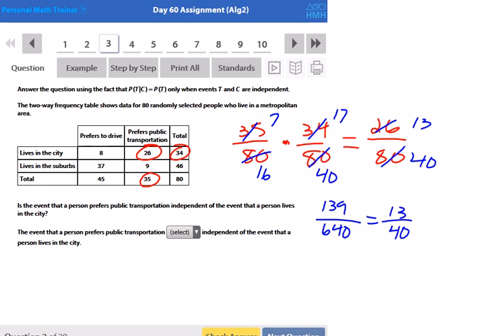But to check, we can check the cross products. 139 times 40 would have to be the same as 640 times 13. So 139 times 40 is 5560. 640 times 13 is 8320. Those are not equal, so those are not independent events.